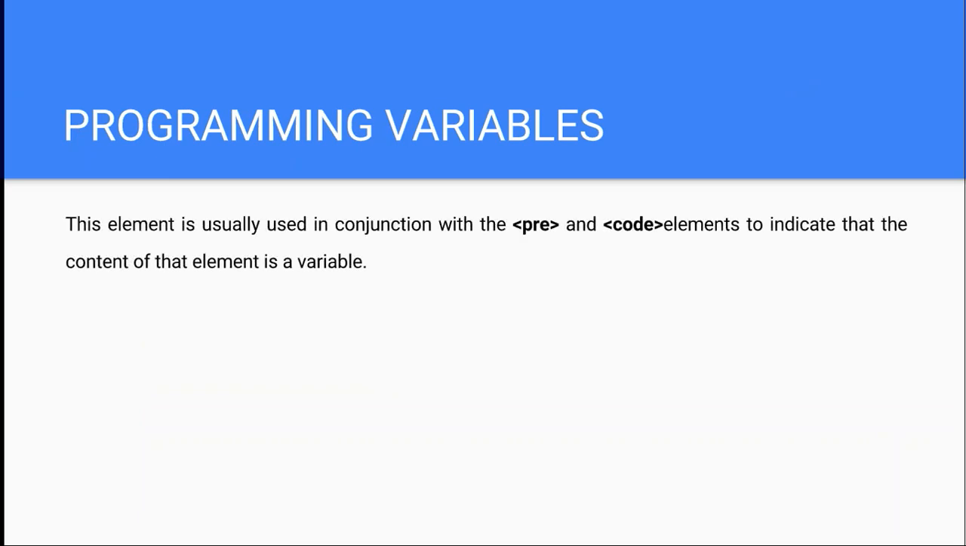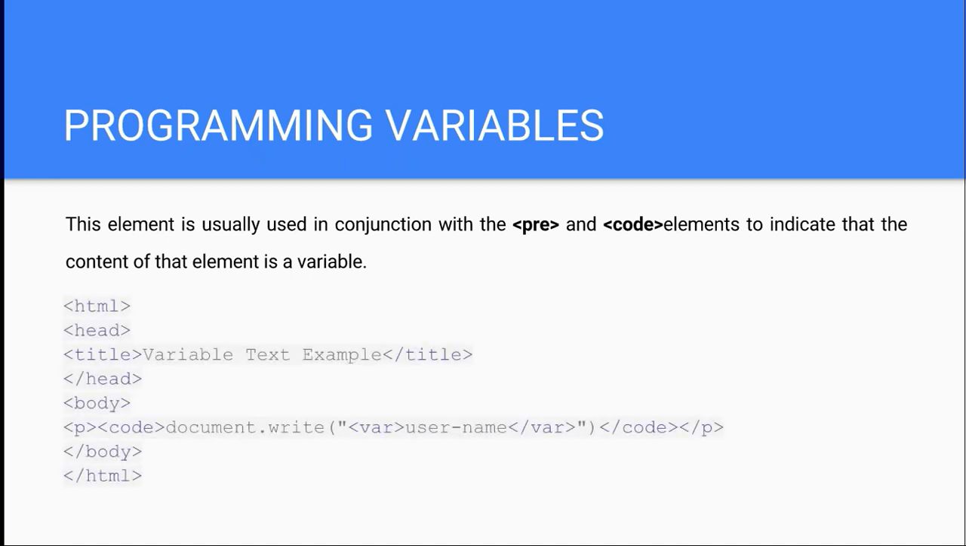And the next phrase tag is programming variables. This element is usually used in conjunction with the pre and code element to indicate that the content of the element is a variable. So what is a variable? This is actually a different word. You're going to learn this when you learn JavaScript or jQuery, because you're going to deal with variables there. So let us try this program now.